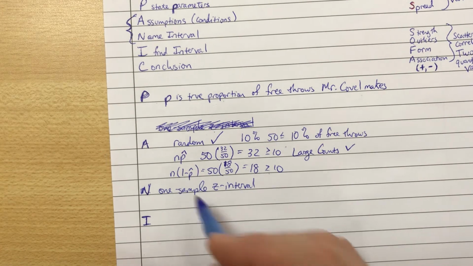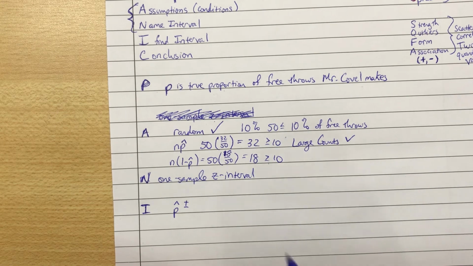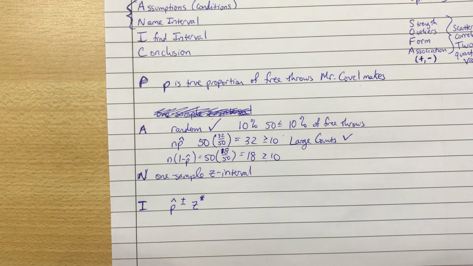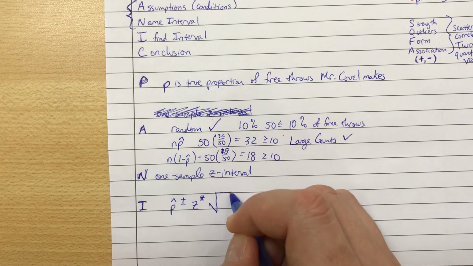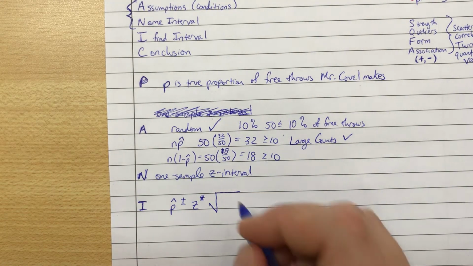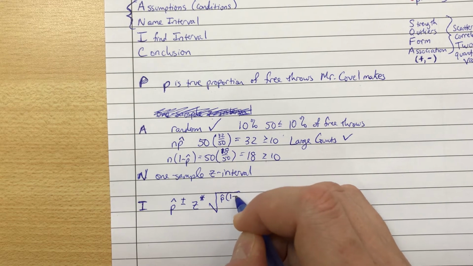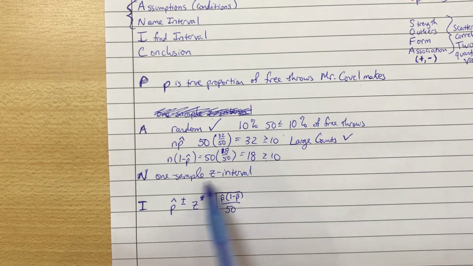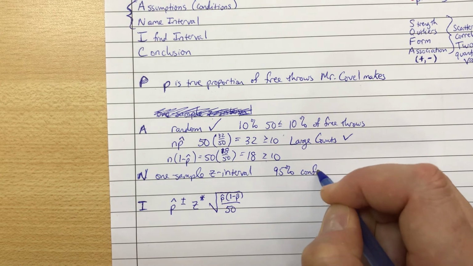In this case, our statistic is p hat plus or minus the critical value, which, because it's a proportion, is z star. It's going to be a z critical value, times the standard deviation. Since we don't know the true proportion, we have to use the square root of p hat times 1 minus p hat divided by n, which is 50. That's the number of free throws that we're taking. It's a one sample z interval, and this is a 95% confidence that we need.